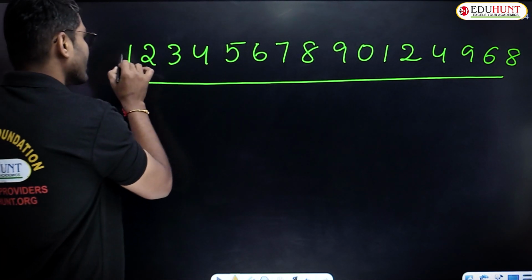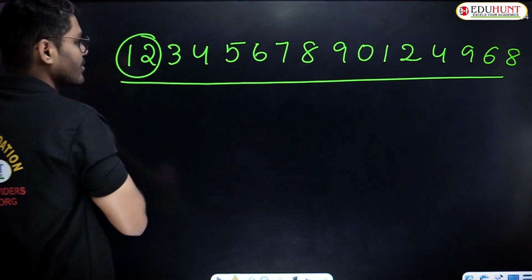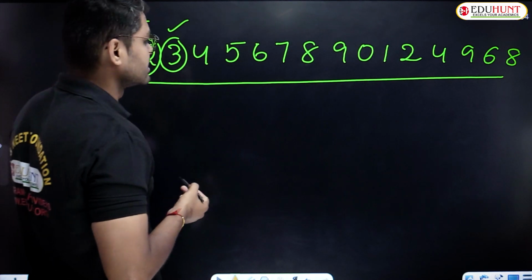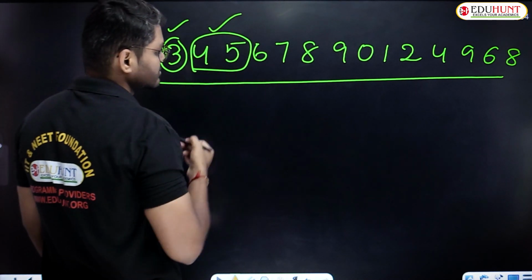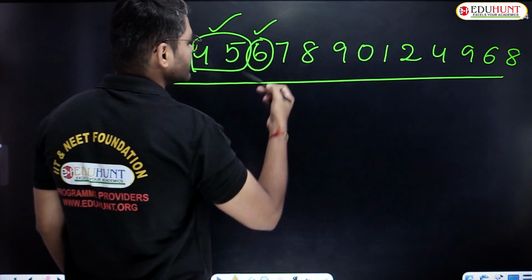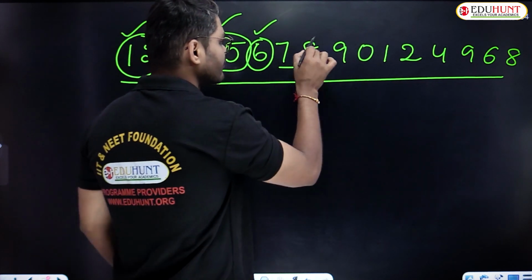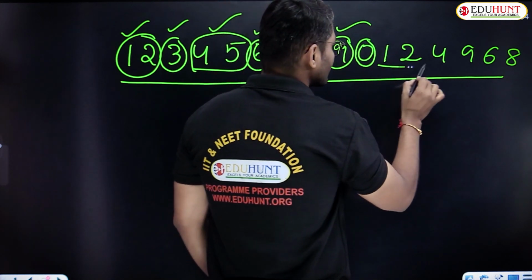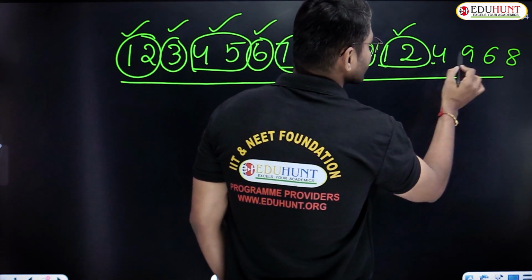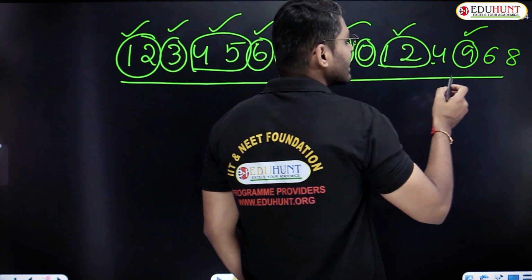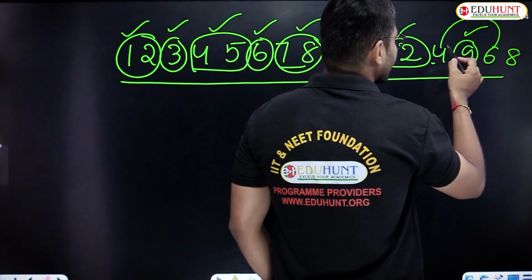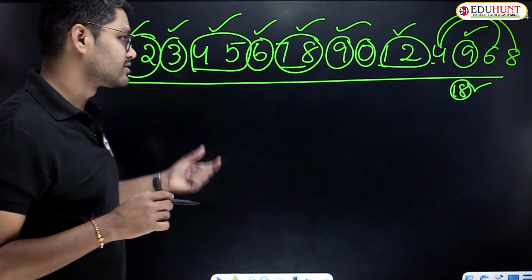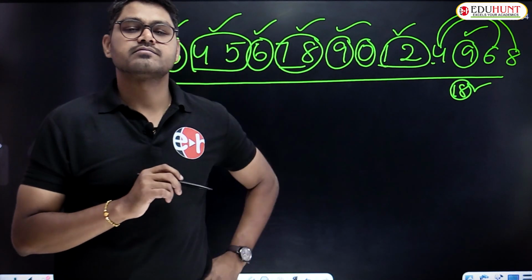See. 1, no. 2, no. Combining these two, it is divisible by 3. Yes, this is also divisible by 3. 4 plus 5, 9. Divisible by 3. 6, divisible by 3. Okay. Next, 7 plus 8, 15. Divisible by 3. 9, divisible by 3. 0, leave it. 2 plus 3, yes. 4, 9, divisible by 3. And this is 10. 10 plus 8, 18. So 18 is also divisible by 3. Then this whole number is divisible by 3.